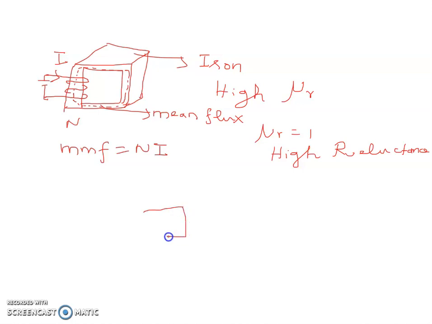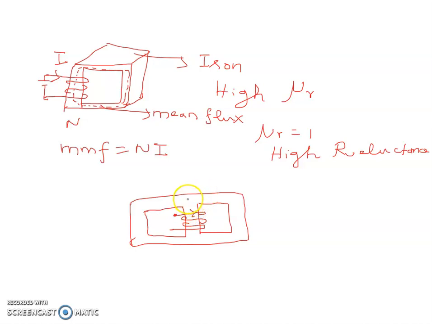If you draw the shell-type transformer magnetic circuit, here you have the coil and the supply is here. So current is flowing through this particular coil. The flux is established here, but it will take two paths. One is through this particular outer limb and another is through this particular outer limb.